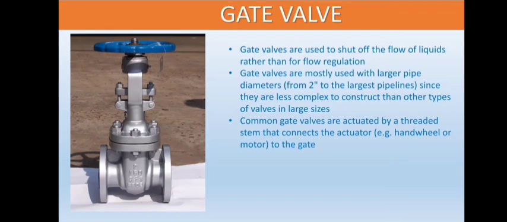Common gate valves are actuated by a threaded stem that connects to the actuator, for example, a handwheel or motor, to the gate. Means the gate is connected with the stem, or it is threaded with the stem.